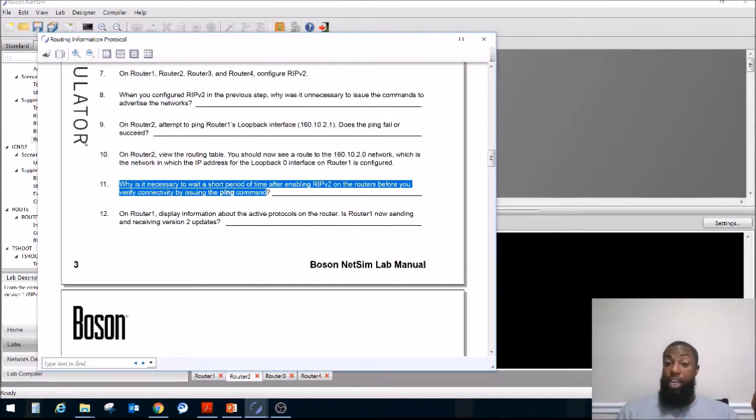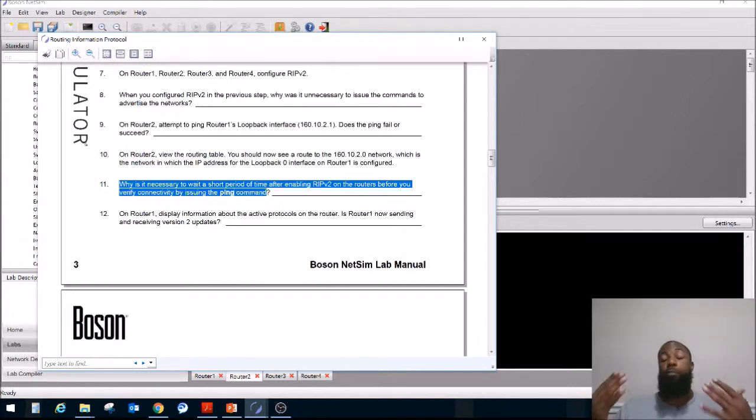Just like we had issues earlier in this video, I was like, why is this working? Why isn't this working? You've got to wait till it converges. RIP is so slow. I work for a managed services provider. It's a Fortune 500 company. We touch more than 400 networks. I have yet to see a RIP network.